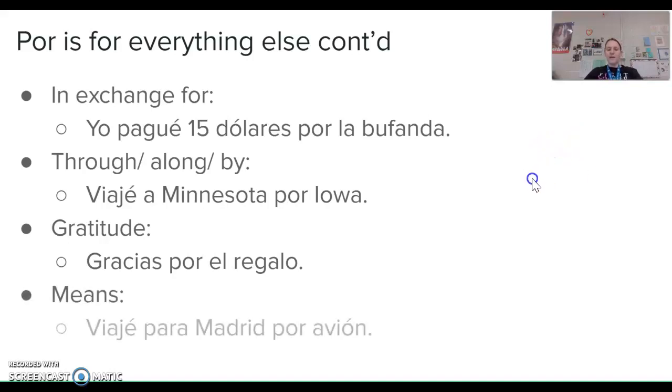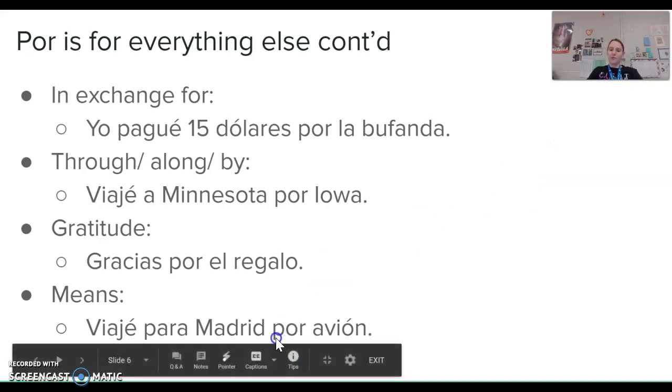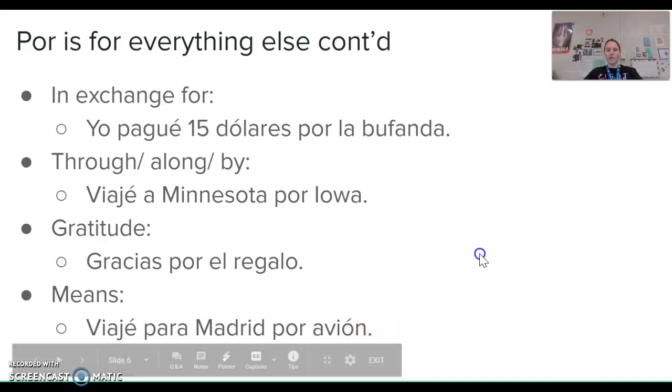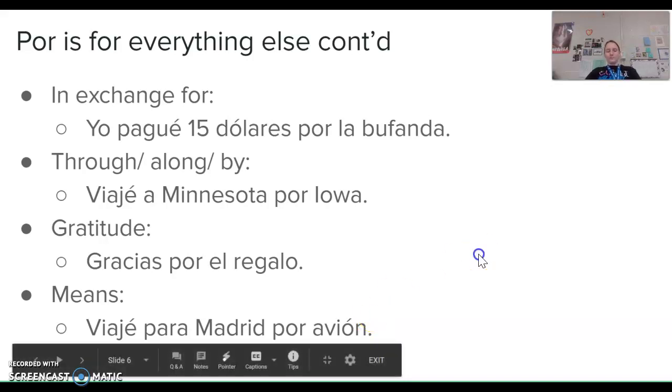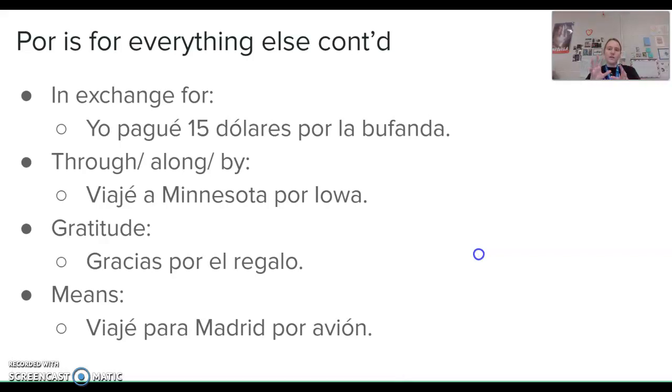Okay? And the means. How did you do that? So, viajé a Madrid por avión. I traveled towards Madrid by plane. How did I get there? What was the means of my travel? Airplane. Okay. Let's look at a couple of situations where it's grammatically correct to use por and para, but it changes the meaning of the sentence depending on which one you use.